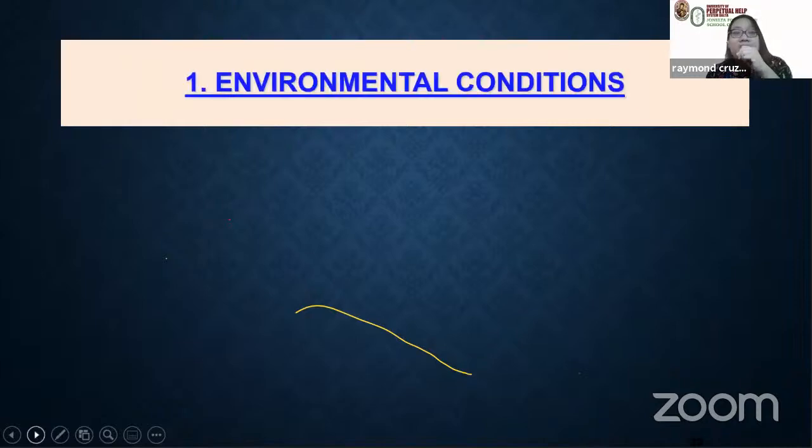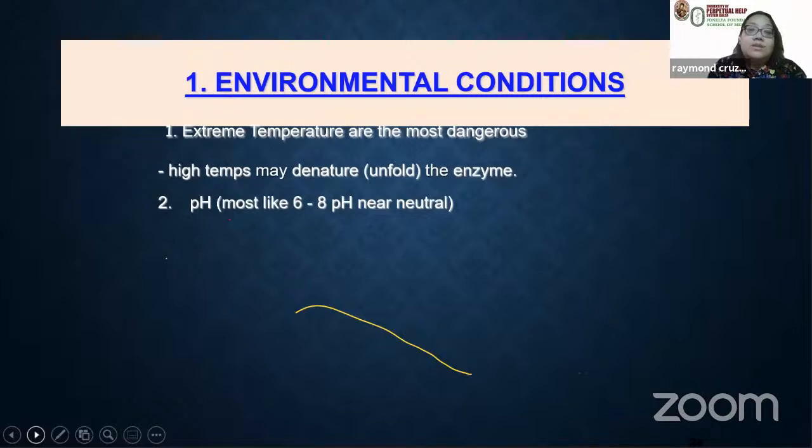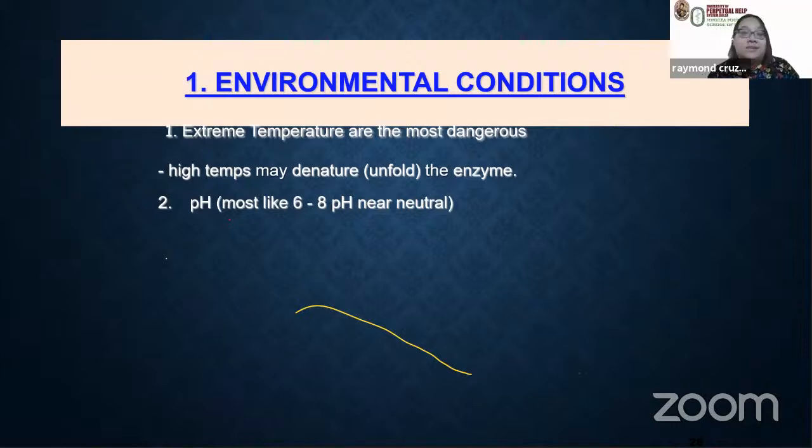What are your environment conditions? Extreme temperature, you know that it's protein. At extreme temperatures, particularly at 40 degrees, your protein or your enzyme gets denatured, and that's the answer to the question. Then pH, most enzymes prefer 6 to 8, which is near neutral, except for some. What are the exceptions? For example, your stomach enzyme pepsin prefers acidic, while on the other side of the scale, your trypsin would like alkaline environments.